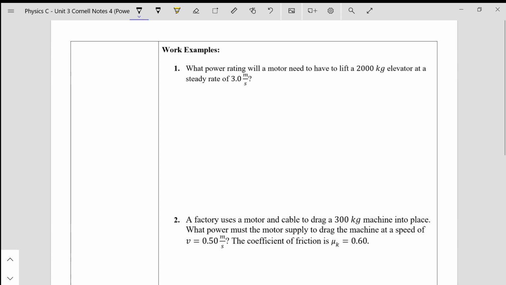Anyways, first question is, what power rating will a motor need to have to lift a 2,000 kilogram elevator at a steady rate of 3.0 meters per second? This type of problem, the first thing that I would do is I would look at my forces. So step A, look at my forces.